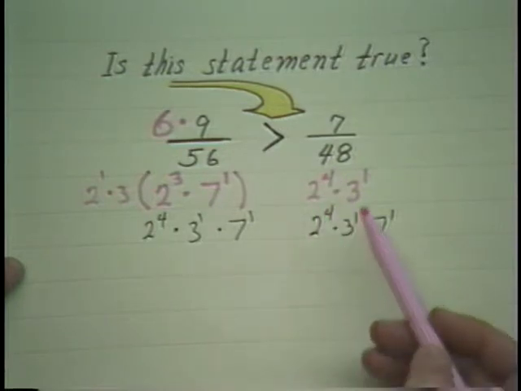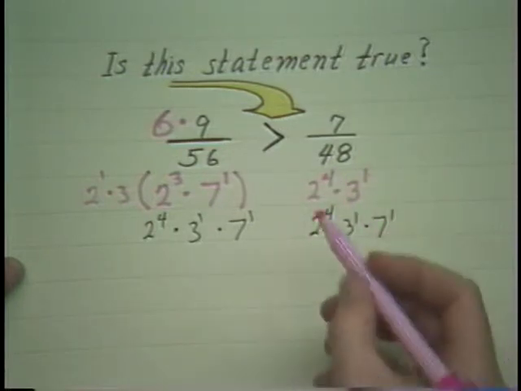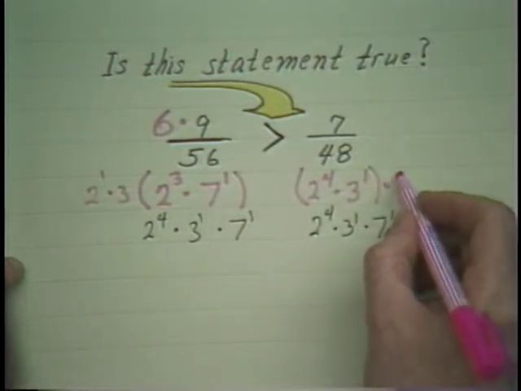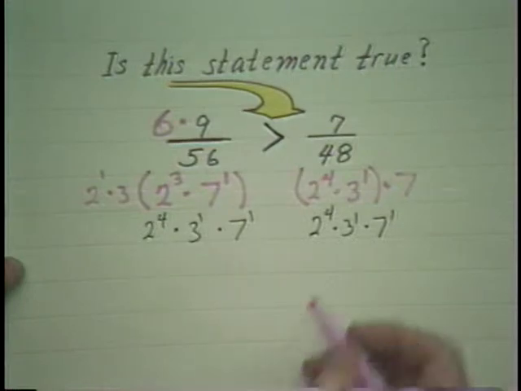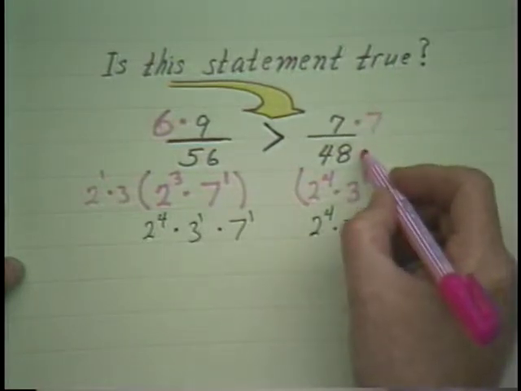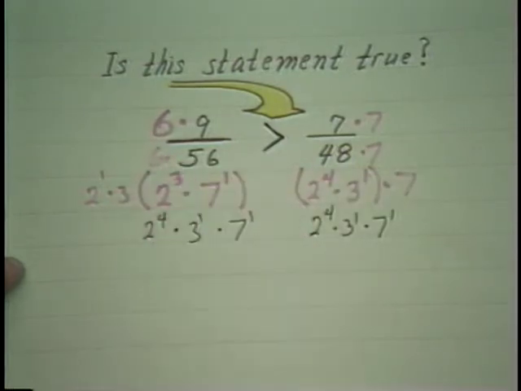I want a 3, I've got it. So all I need to make this look like this is an additional factor of 7. So I multiply top and bottom by 7. And here I multiplied top and bottom by 6.